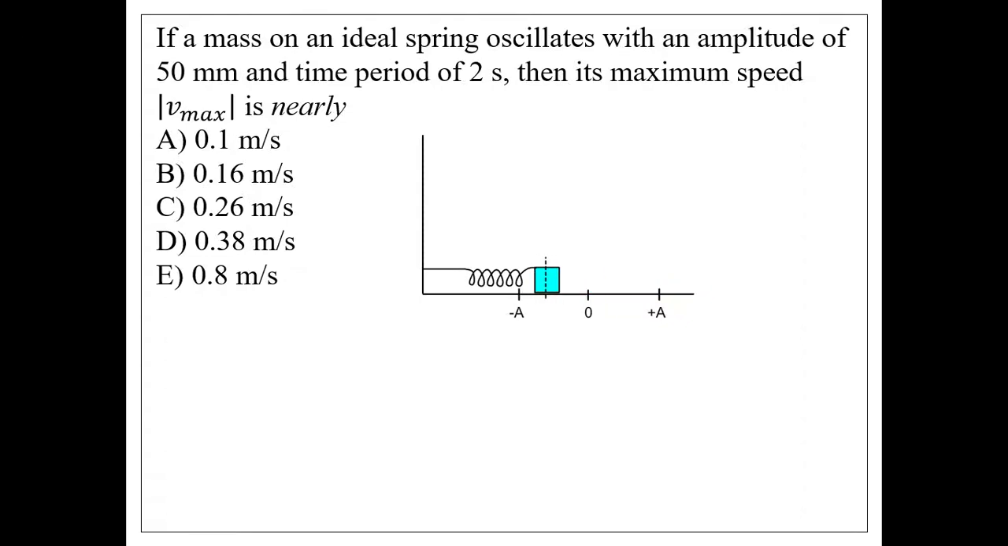All right, so here are a few simple harmonic motion MCQ practice problems for you to follow. The first one's this one. You have some mass on an ideal spring. It has an amplitude of 50 millimeters, and a time period of 2 seconds. It wants you to find the maximum speed during this oscillation.